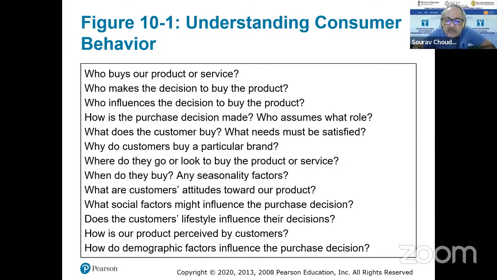Okay, what social factors might influence the purchase decision? Does the customer lifestyle influence their decisions? How is our product perceived by customer? How do demographic factors influence the purchase decision? इतने सारे क्वेश्चन, there are more. जितना big करोगे और भी क्वेश्चंस आते जाएंगे दिमाग में, ठीक है? Around a brand, consumer behavior.